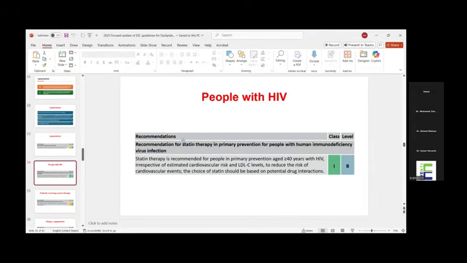What about people with HIV? This is also from the new updates in these guidelines. Statin therapy is recommended for people in primary prevention, aged 40 years or more, with HIV, irrespective of the estimated cardiovascular risk and the LDL cholesterol level, to reduce the risk of cardiovascular events.